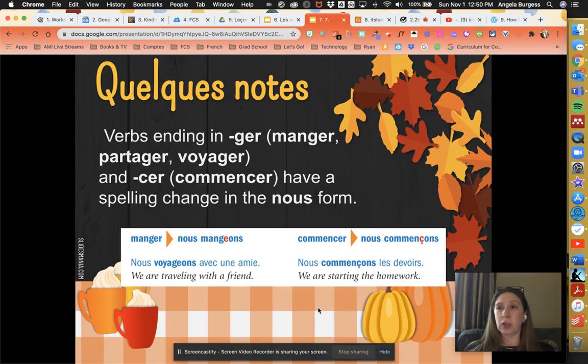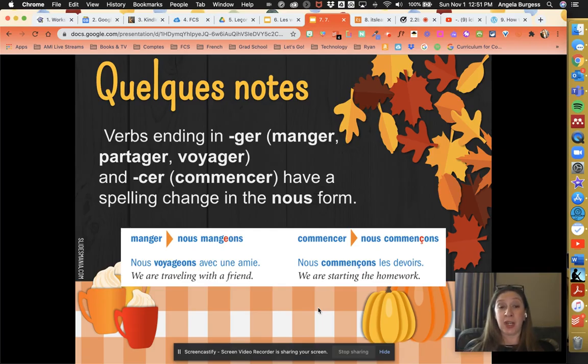Couple of other notes. We talked about je becoming J apostrophe. When you have verbs that end in GER, like manger, partager, or voyager, or CER, like commencer, those verbs have a spelling change in the nous form. So just the nous form, everything else is the same, but for manger, it becomes nous mangeons. And instead of just adding an ONS, you're going to add an EONS. And that is for pronunciation purposes.